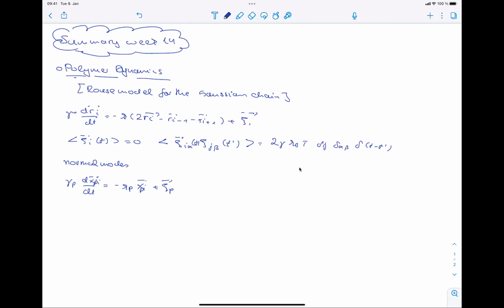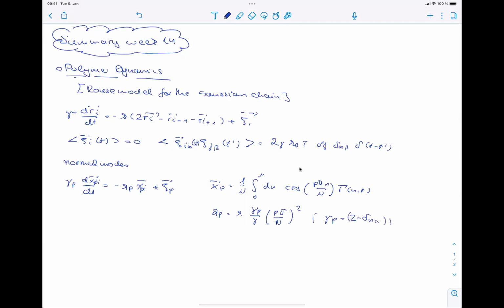And that was possible with the definitions of this being an integral over, and rescaling also the spring constant accordingly. This gamma p was this 2 minus delta n 0 gamma.